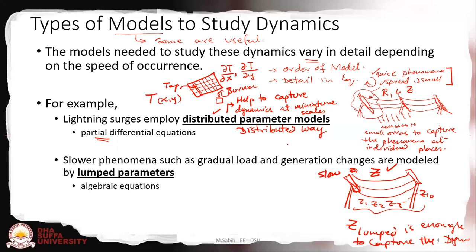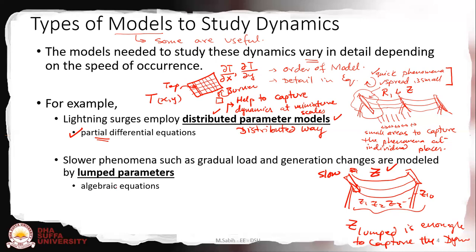Similar goes for lightning surges, for example, to use the distributed parameter model. So in summary, within power system stability, we sometimes have to have distributed parameter models in terms of partial differential equations that help us to understand and study the dynamics. Then comes the slower phenomena, such as gradual load or generation changes. Here, the lumped parameters are enough.